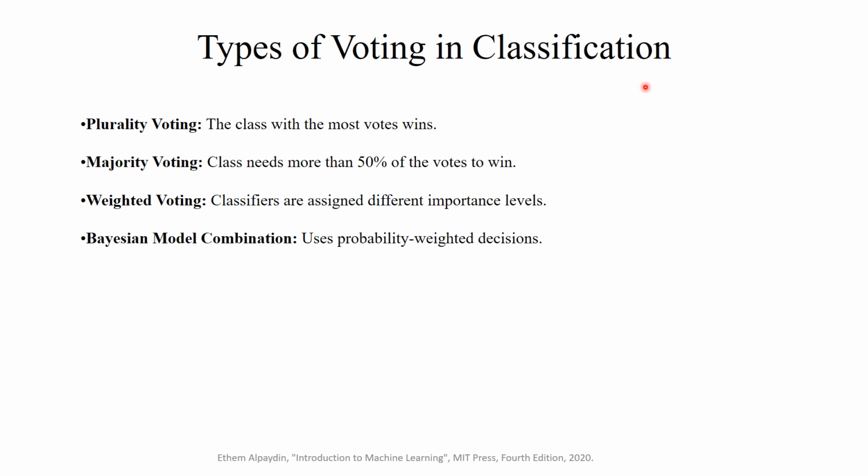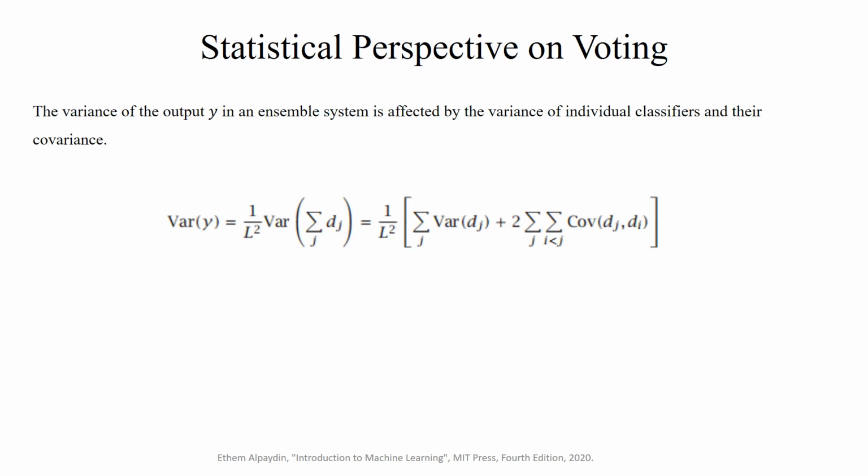Types of voting and classification. There are different types. Plurality voting, the class with the most votes wins. Majority voting, a class needs more than 50% of the votes to win. Weighted voting, classifiers are assigned different importance levels using the weights. Bayesian model combination, here we use probability weighted decisions.